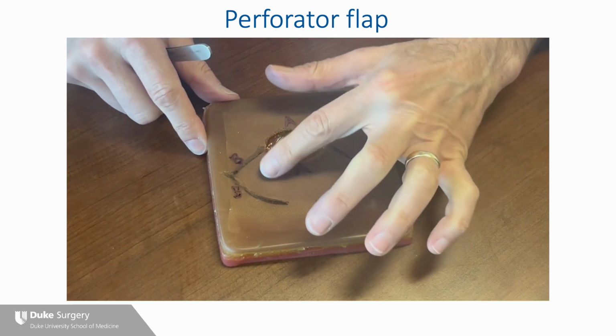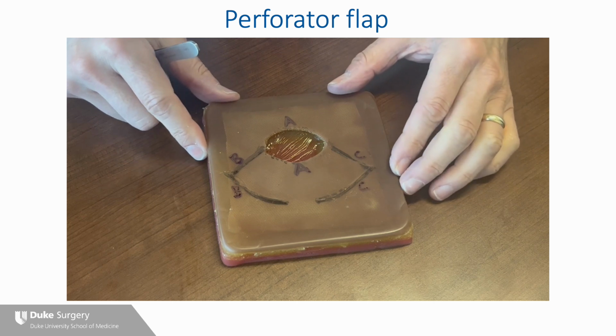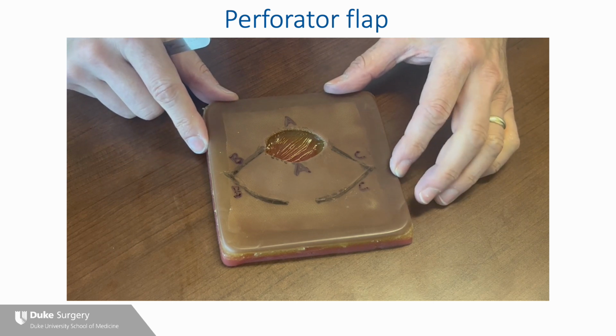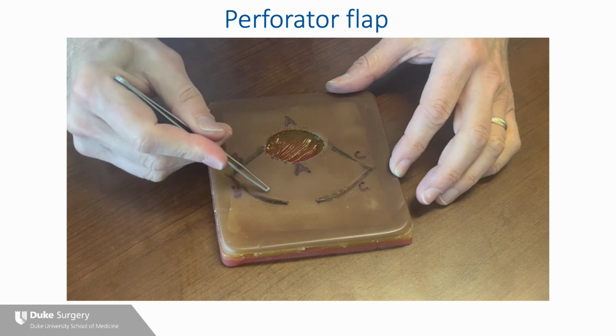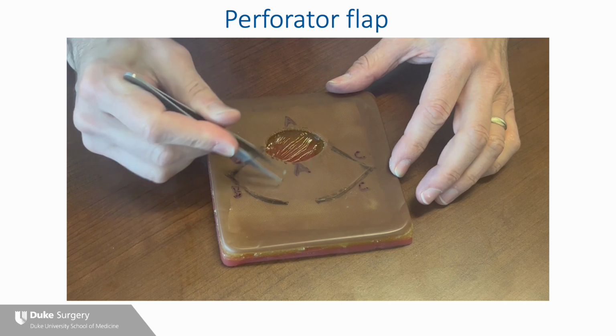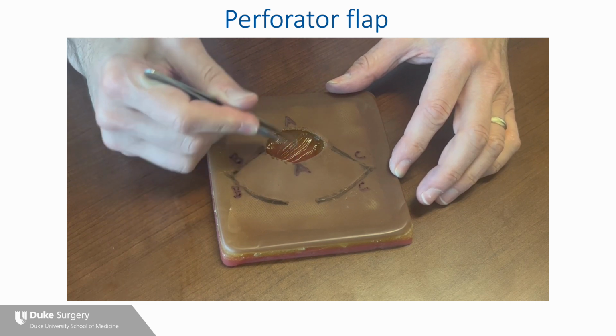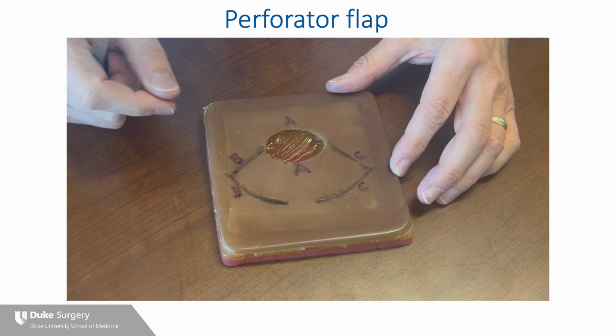Okay, so now we're prepared to mobilize our flap into place. And again, I want to emphasize that the width of the flap tends to be comparable to, in this case it's a little bit bigger, but at least around the width of the excision, the primary defect, okay?